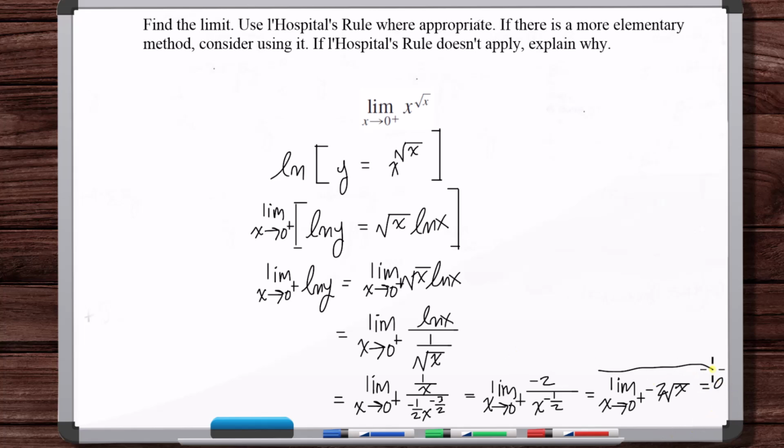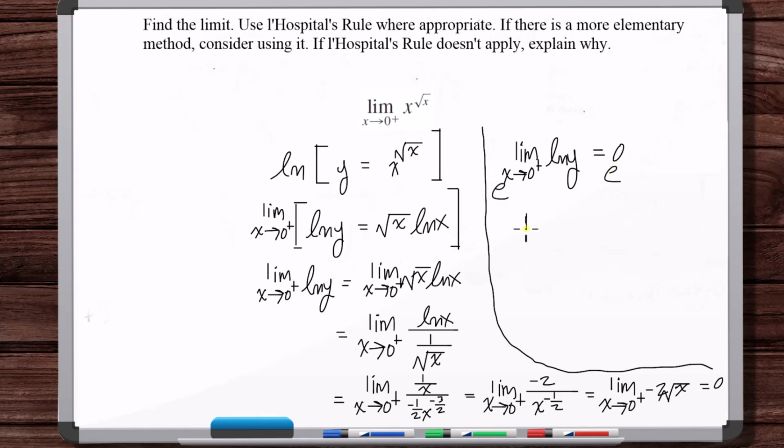Okay, so what do we have now? We've got the limit as x approaches 0 from the right of the natural log of y is equal to 0. Okay, but we can raise both sides to the e power and write this as the limit as x approaches 0 from the right of e to the natural log of y is equal to e to the 0 is equal to 1. That's what we're looking for. We define this to be y. So this is the limit that we're looking for. So this limit is equal to 1.